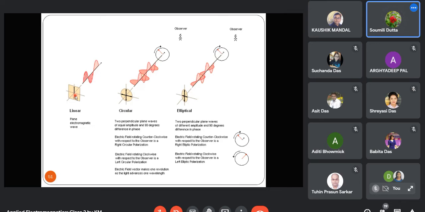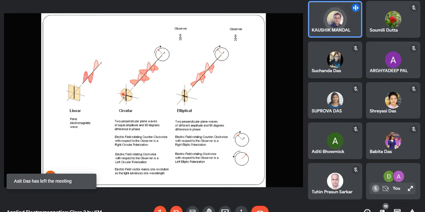Vertical polarization. Correct. It is vertically polarized. If you flip this particular waveform or this particular line by 90 degrees, it will become horizontally polarized. Now come to the case of circular polarization, because this particular figure is showing the case of a circle.